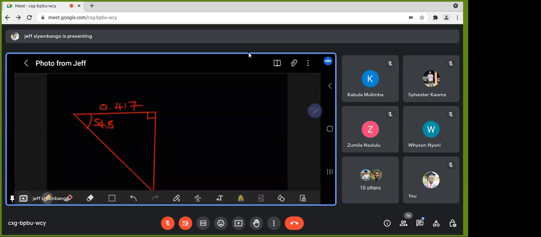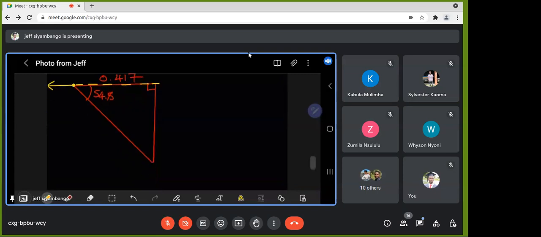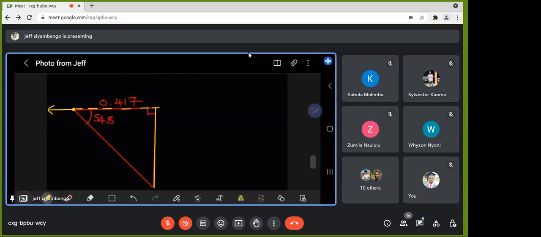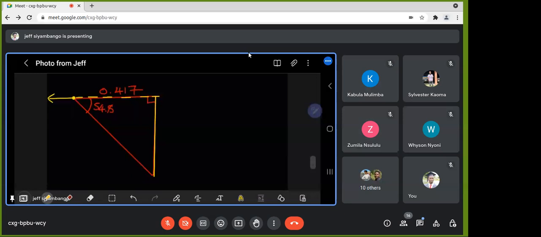So the force we are going for is in this direction, so we track it back. We need a distance that runs from here up to here. So we must use 0.417 and not that 1.137. That is the one that we are going with there. Thank you for that, Zumila. I was making that error there.